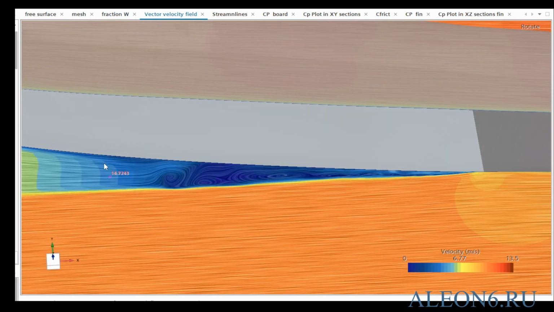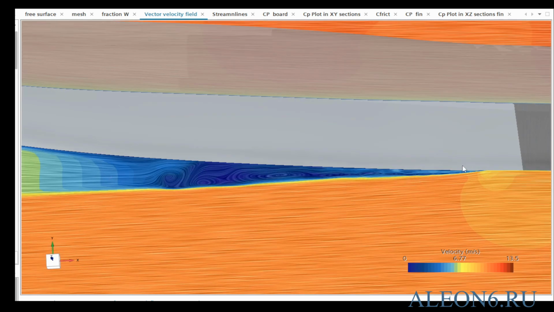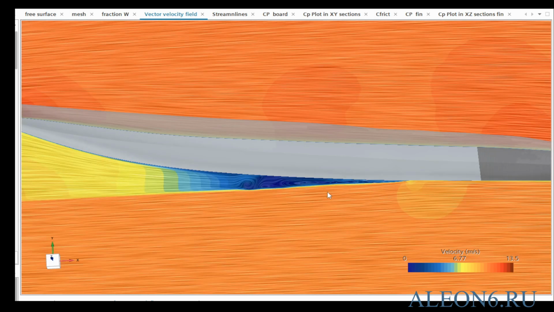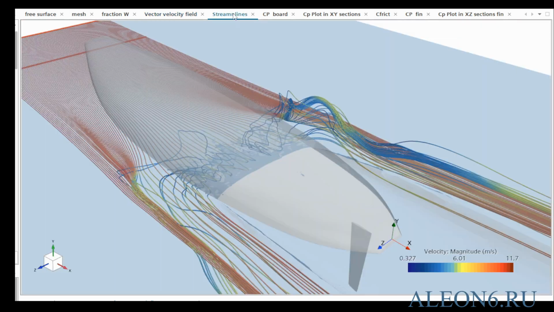And if you look at the velocity vector data in one of the cross sections, you'll see that CFD shows swirls of airflow on the part of the board before the flow separation line. This is also evidenced by the complex streamlines. These are air streamlines that run slightly above the free surface.